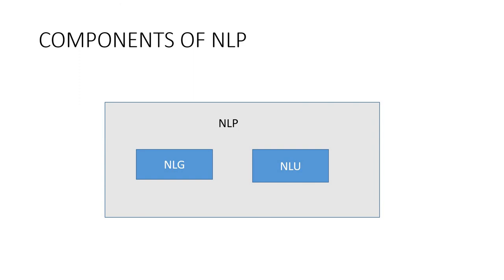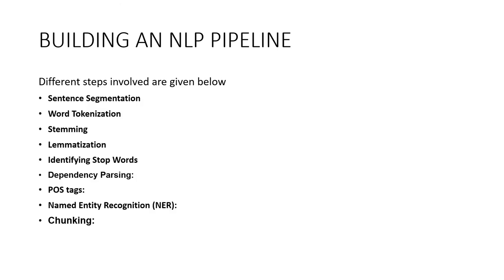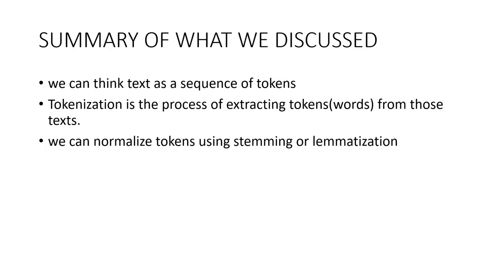Components of NLP. This is the pictorial representation. NLP is equal to NLG plus NLU. These are the various steps we can follow while building an NLP pipeline: sentence segmentation, word tokenization, stemming, lemmatization, identifying stop words, dependency parsing, POS tags, named entity recognition, and chunking. So these are all the steps we follow.